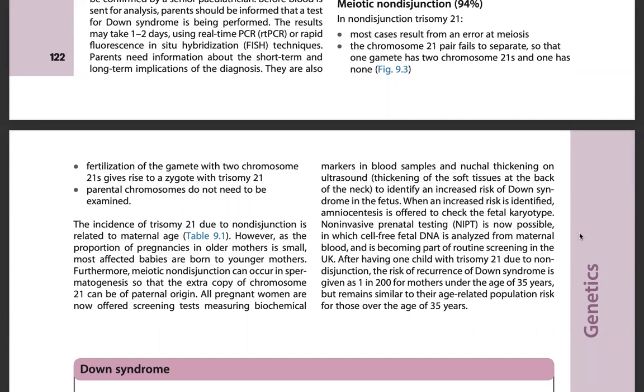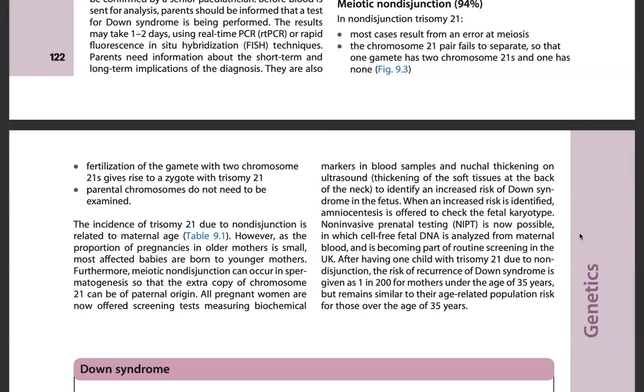All pregnant women are now offered screening tests, measuring biochemical markers in blood samples and nuchal translucency on ultrasound, the thickening of the soft tissue at the back of the neck, to identify an increased risk of Down syndrome in the fetus. When an increased risk is identified, amniocentesis is offered to check the fetal karyotype. Non-invasive prenatal testing, NIPT, is now possible, in which cell-free fetal DNA is analyzed from maternal blood, and is becoming part of routine screening in the UK.